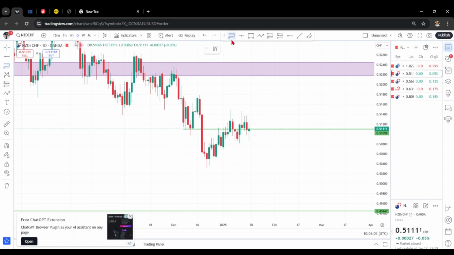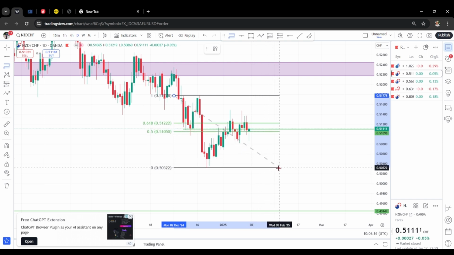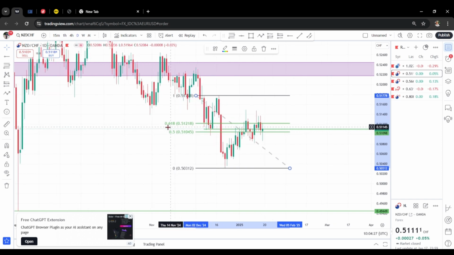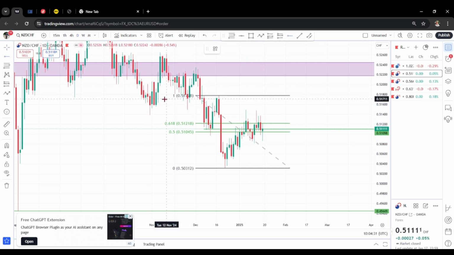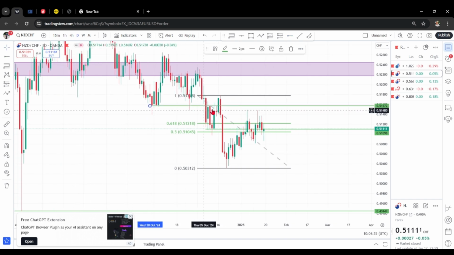So I now bring out my tool, mark the previous lower high, and drag it down. Guys, if you don't know how to do this, maybe I will do a video on how to draw this Fibonacci retracement, maybe within the week. And as you can see, there is a level here where I started to draw this, and there is a level here where the market tested.